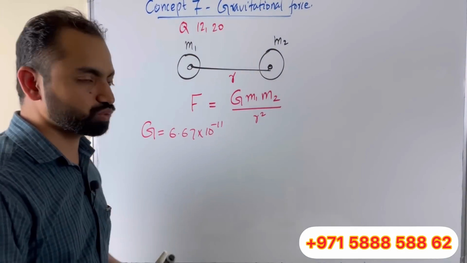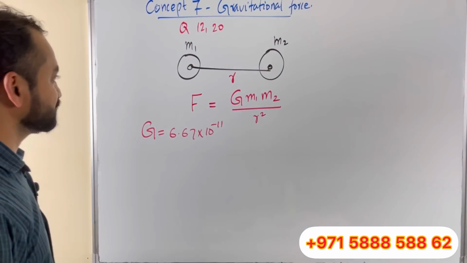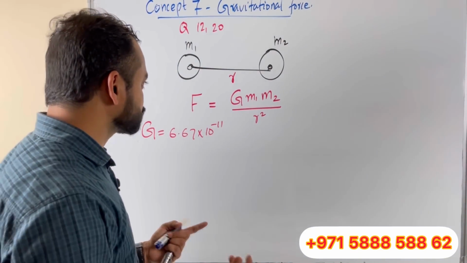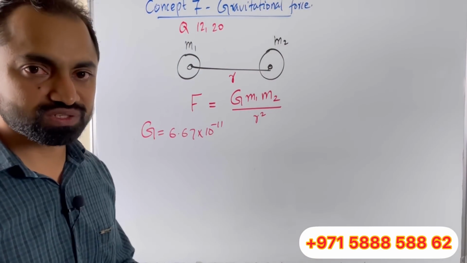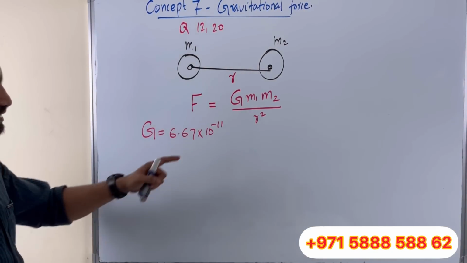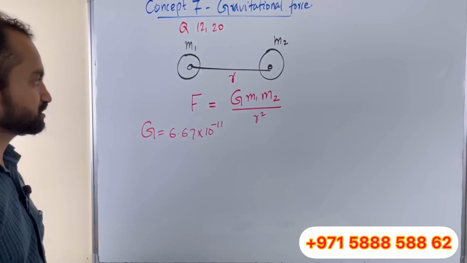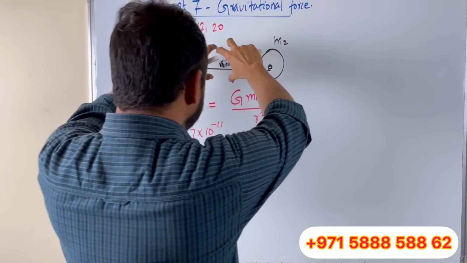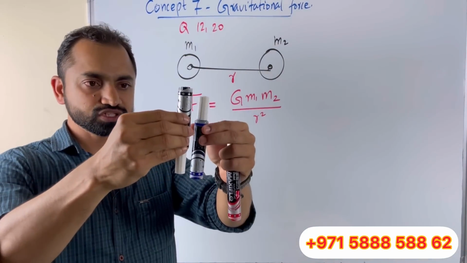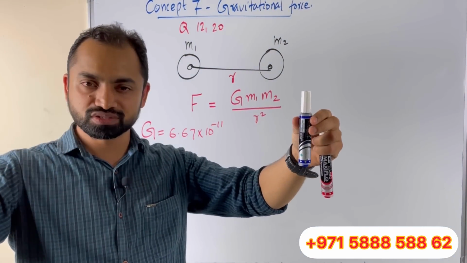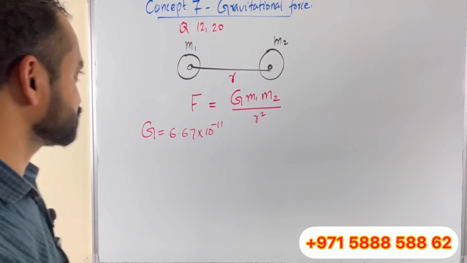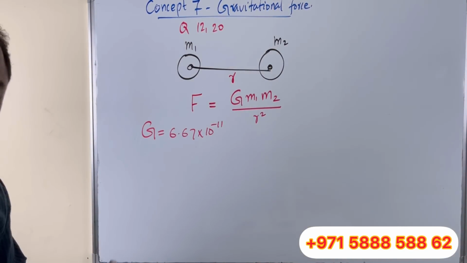And from this equation you can see the gravitational force is directly proportional to the product of the masses, which means when mass increases, the gravitational force will increase. And r squared is in the denominator, which means when the distance between these two masses increases, the force of attraction between them decreases. When distance increases, the force decreases.